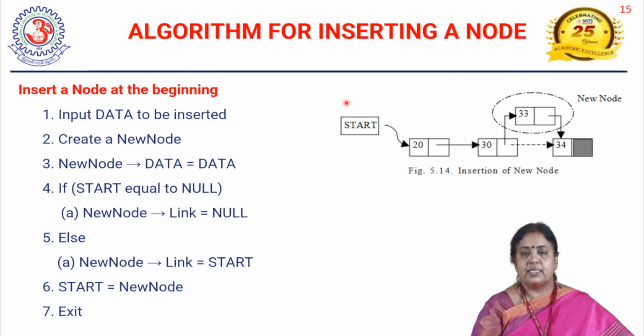So we discuss some of the algorithms. This is the algorithm for inserting a node. We can insert a node at the beginning, at the end, as well as at a specified location. First we discuss the algorithm for inserting a node at the beginning. This is the algorithm. The first step is to input the data to be inserted. Whatever data you want to insert in the list, you have to read that data from the user.